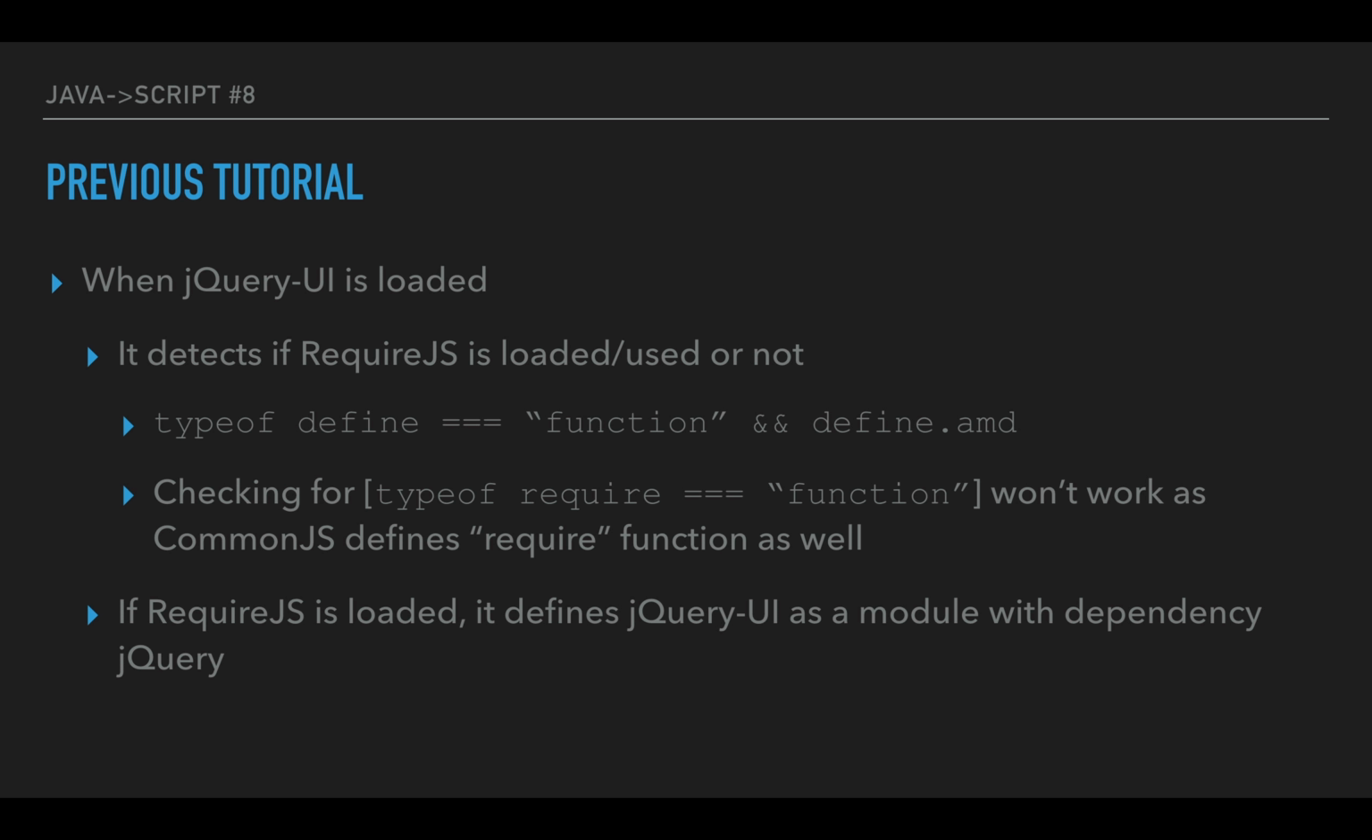So we must test if the define function is defined inside one of the JavaScript files that is loaded before, such as RequireJS. So if RequireJS is loaded, it defines jQuery-UI as an AMD module or RequireJS module with a dependency of jQuery, such that it will enforce jQuery to be loaded first before jQuery-UI is loaded. Let's take a look at how we define different types of modules in RequireJS.